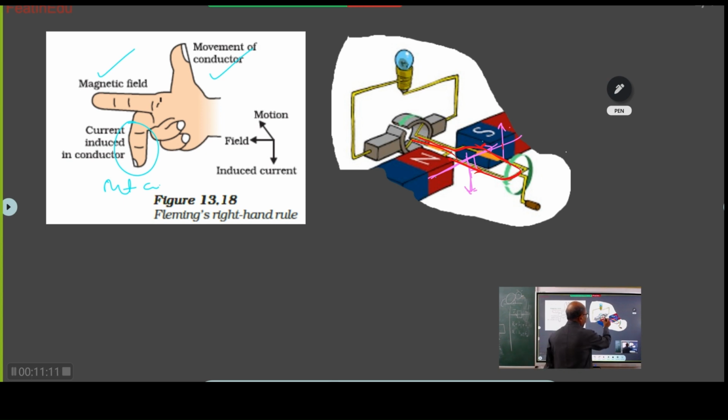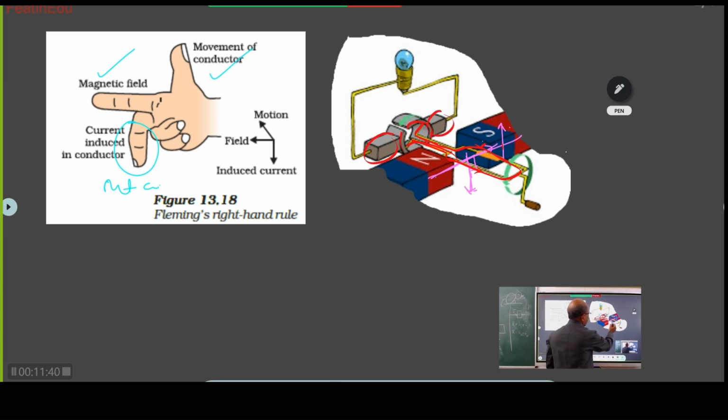Now you see, this diagram is very clear. This end of the coil is connected to this split ring. This end of the coil is connected to this split ring. Permanently connected. Split ring is a permanent connection. When the split ring rotates, the coil rotates. And then you have the brushes.